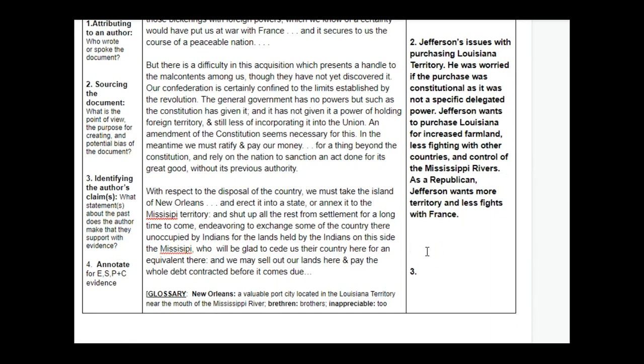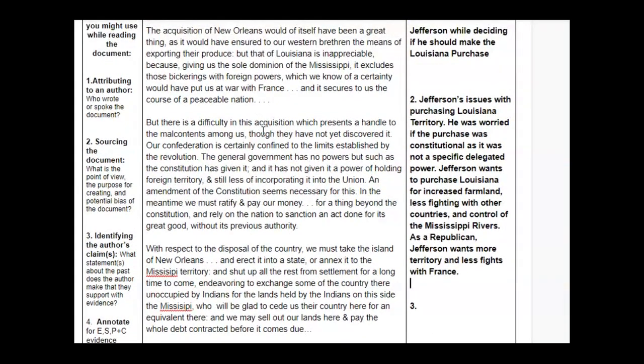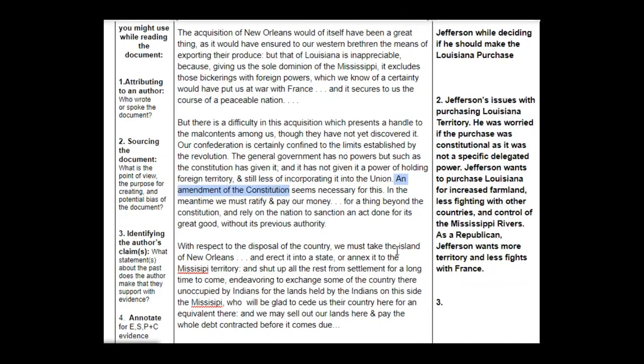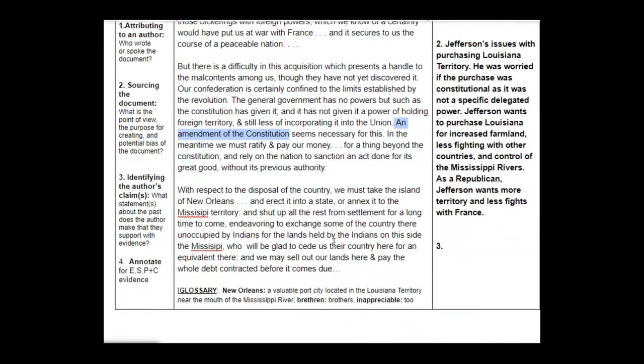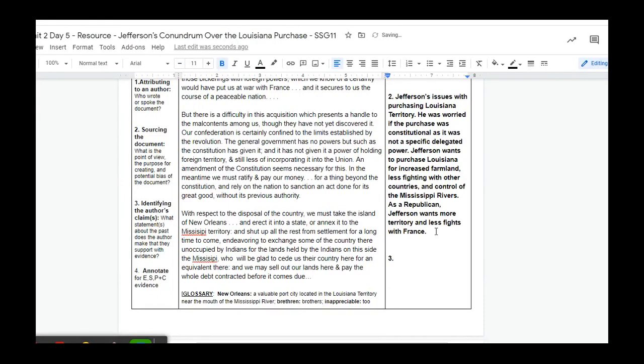Okay, now in the next paragraph, which you can stop and actually read through, Jefferson says he thinks he needs an amendment to the Constitution. See that? Because it's not specific in the Constitution. So his bias is like he's still sticking to what he's saying. He's like, no, I'm right. What is his point of view? He needs an amendment, but we need it.